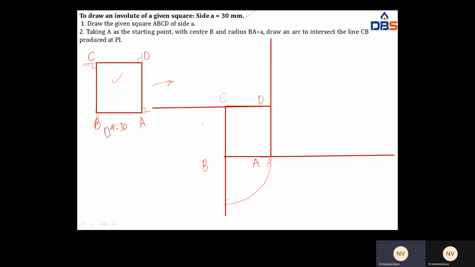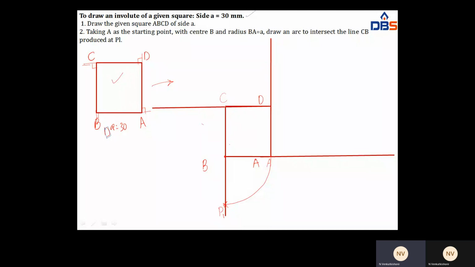B as a center, BA as a radius, draw the arc. The point name is P1. Then after that, that is the starting point. After that, A and B are over. Next, what about the point C? Okay, A and B were completed. Next, what about C?